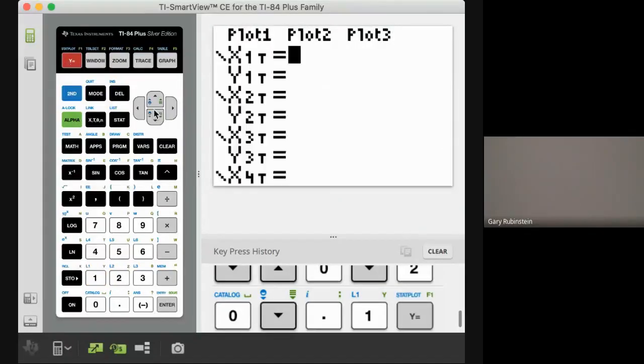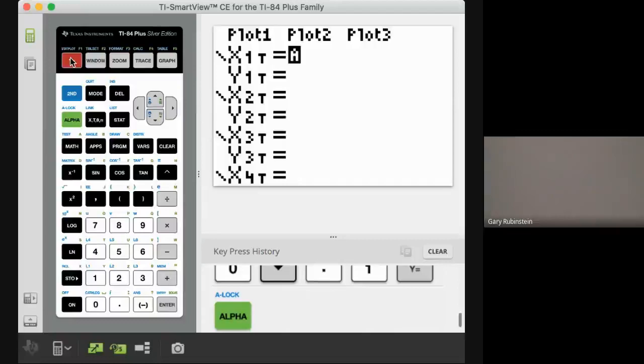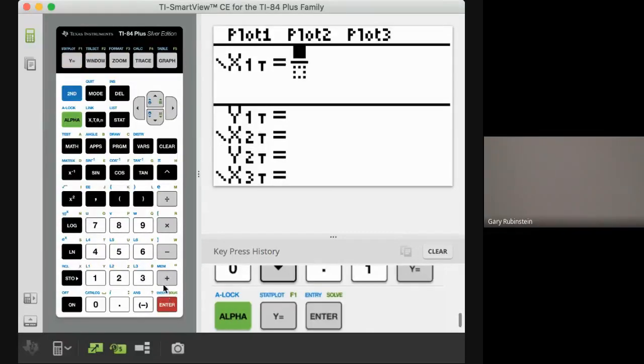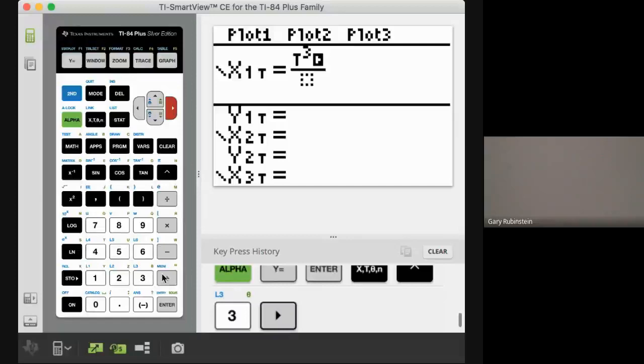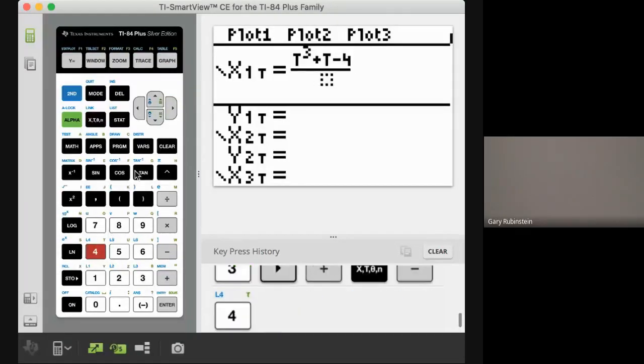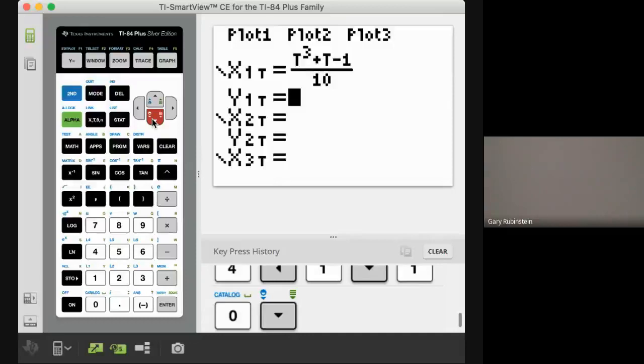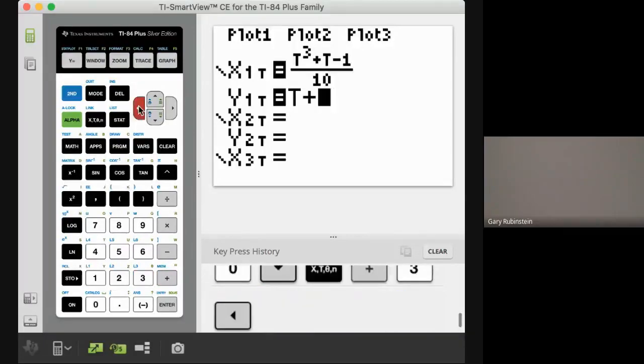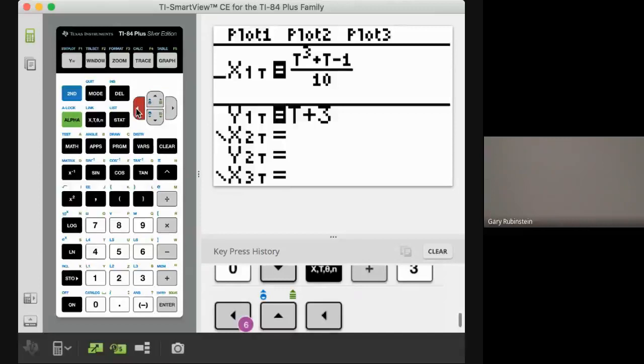Now, if I come over here and type in those equations, I think if I go alpha and y equals, I get a nice ability to create something like this. When I push the x value, it doesn't make an x or a theta, but it does make a t. So t cubed plus t minus 1, that was a 4 minus 1, in the numerator. In the denominator, it's 10. And as part of the same parametric equation, we have to put the y equation, which was t plus 3. That's all one equation.